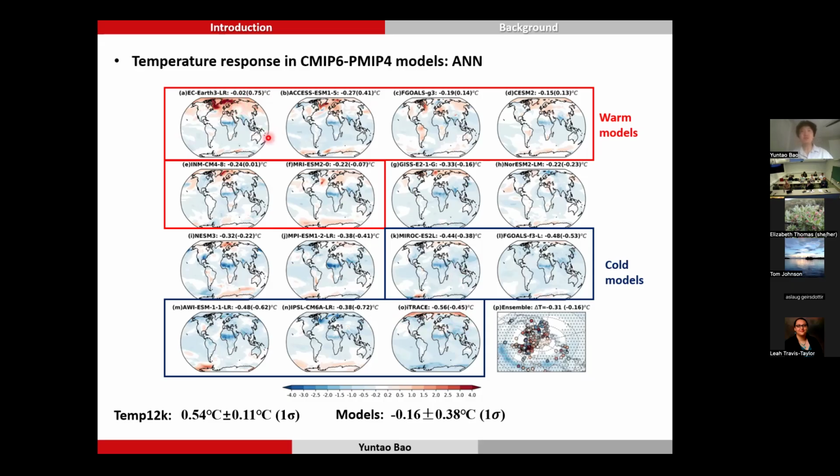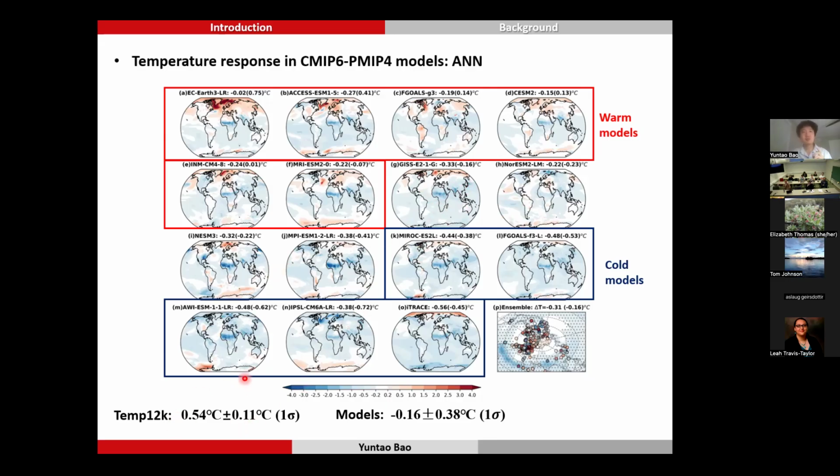So based on that, we categorize all these 15 models into three categories. The first six models we categorize as warmer models. The last six we call cold models. And the middle four we call intermediate models.